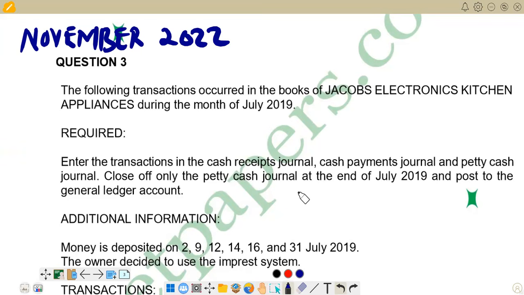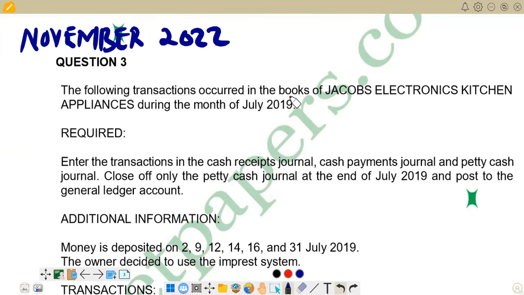Today we want to look at a question paper of November 2022, and we are going to look at question 3 on that question paper. That question requires us to prepare the cash payments journal, cash receipts journal. We also have the petty cash journal, and finally we have to prepare the general ledger in terms of the petty cash. So this is what we have.